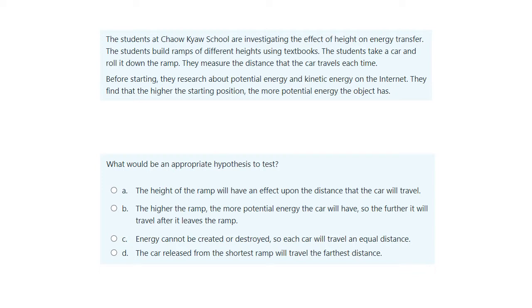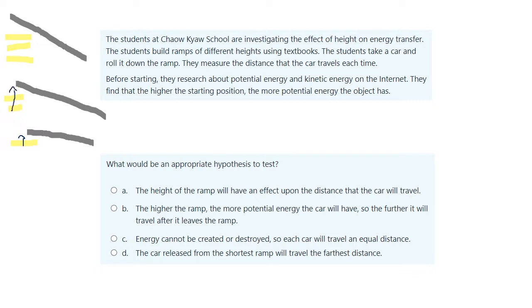So we're looking at textbooks. We can have one textbook and then a ramp coming down from the one textbook. We could have 2 textbooks and a ramp coming down. We could have 3 textbooks and a ramp coming down. What changes each time? Well, we're changing the height. Each time, the height is increasing.